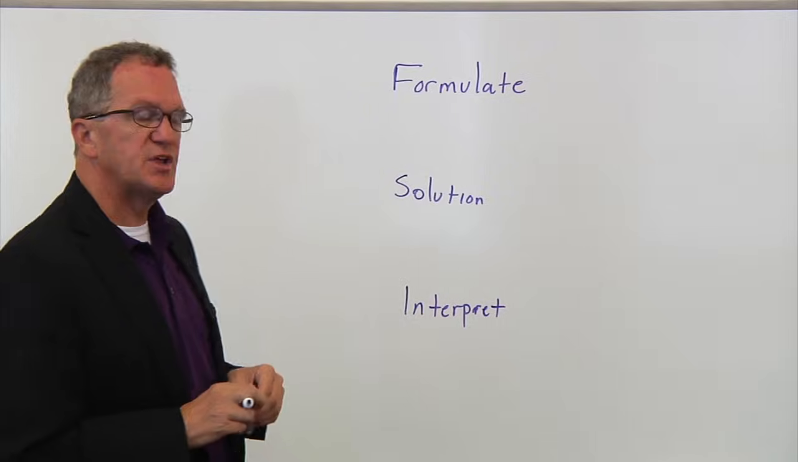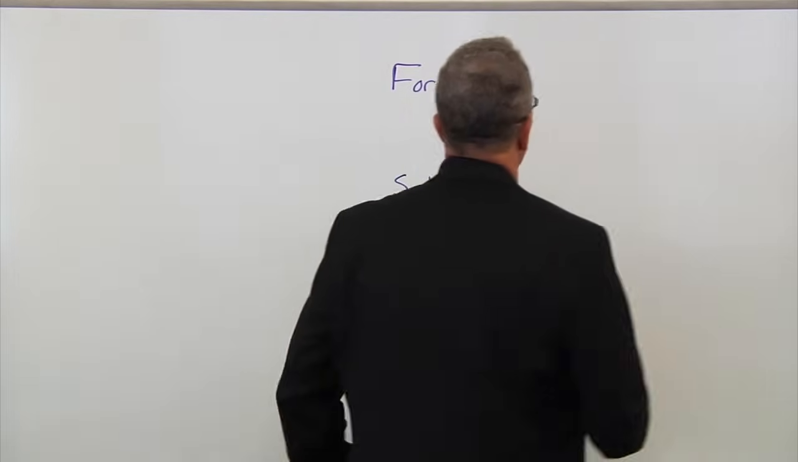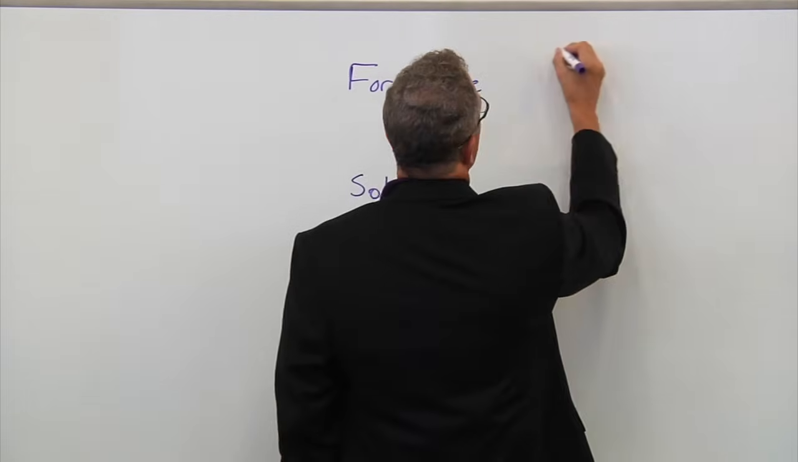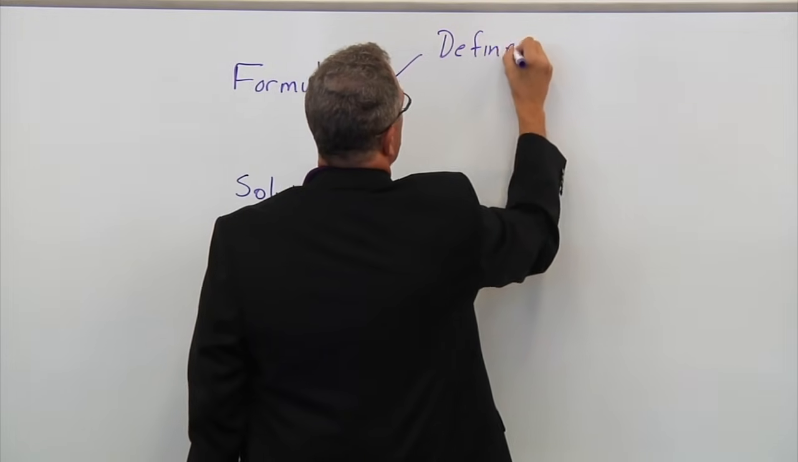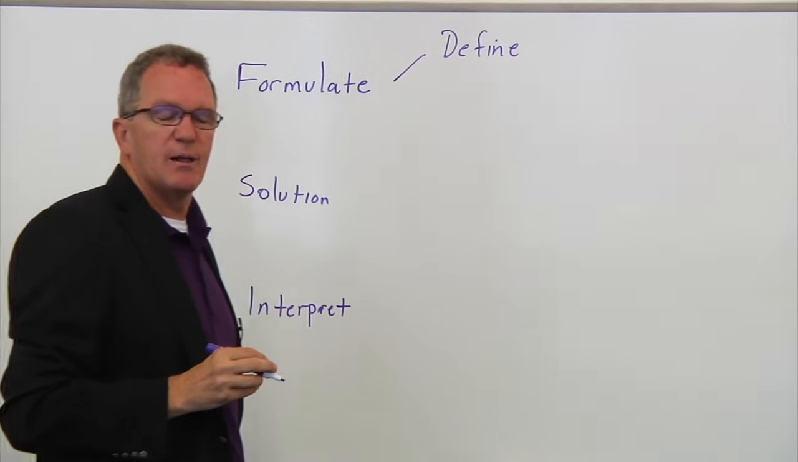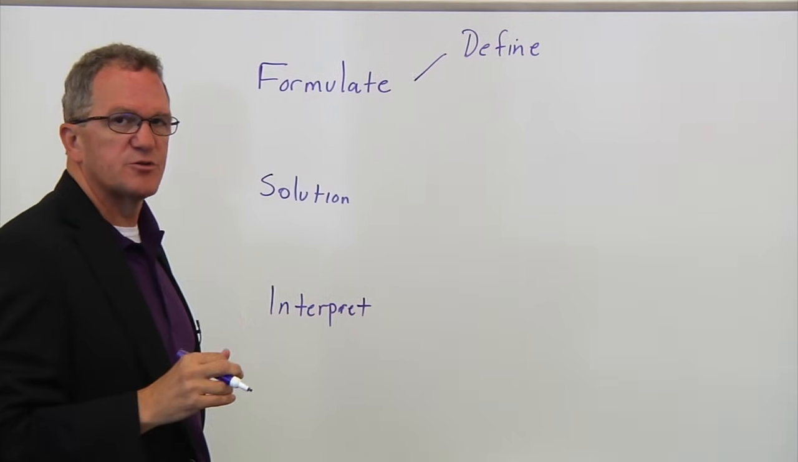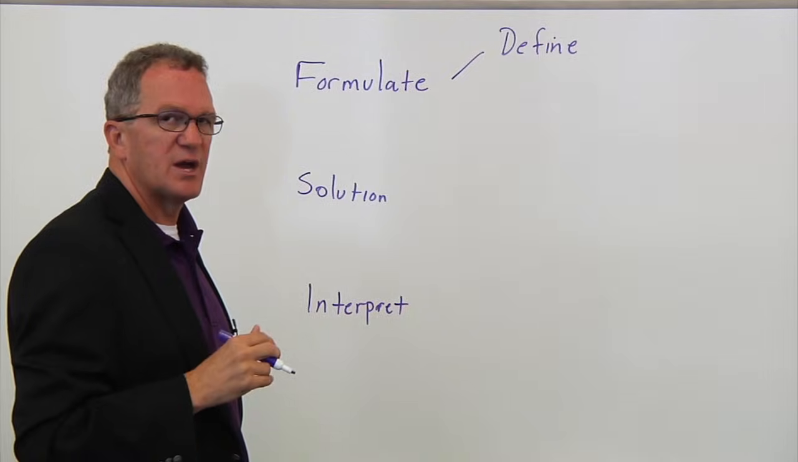There are several steps to each one of these. In formulation, we do three things. The first thing we do is define the problem. We talked about this in our decision analysis section. You need to know what you're addressing in order to figure out what kind of a model you're building.